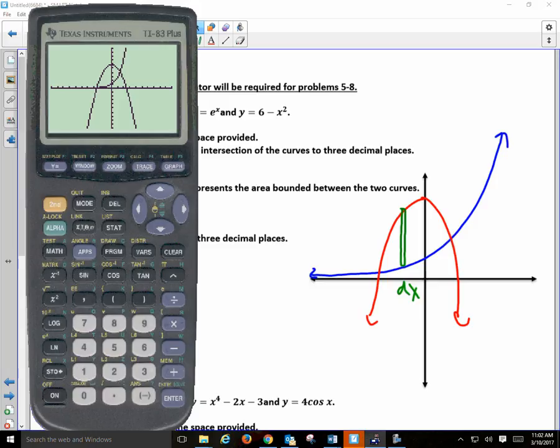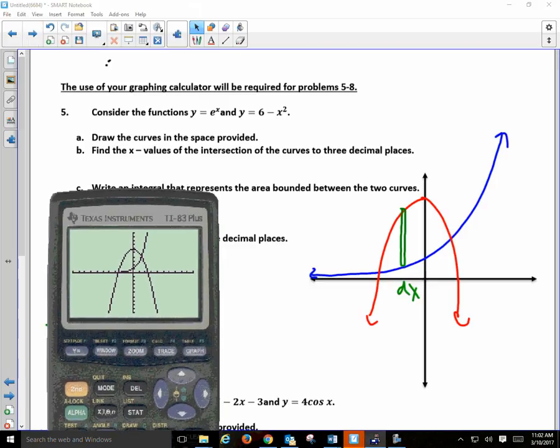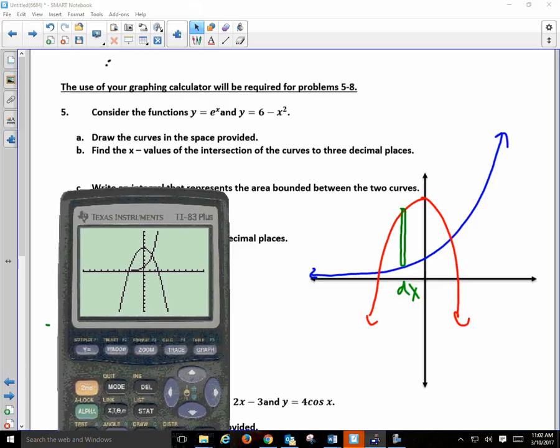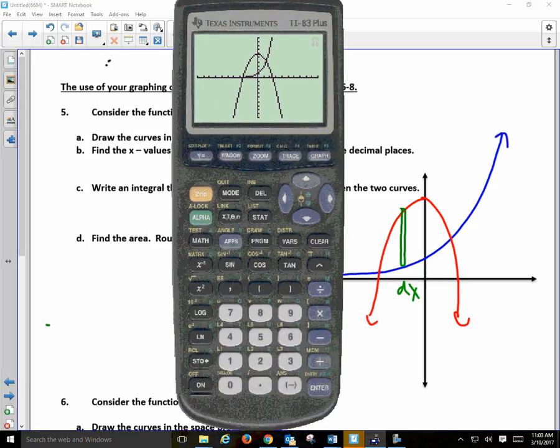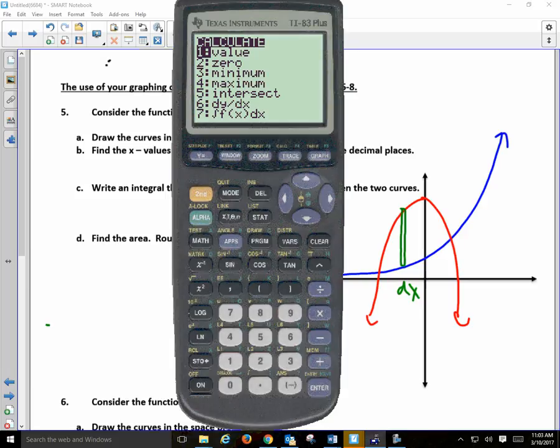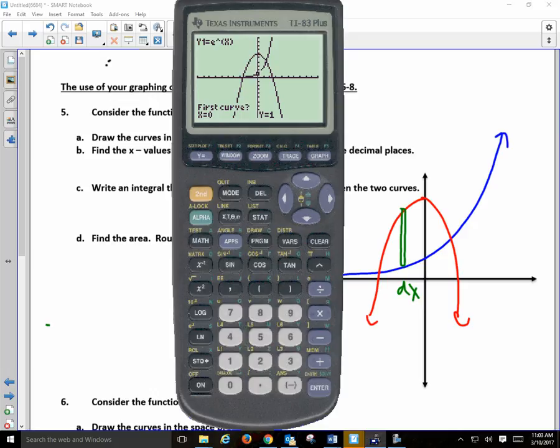So the problem says find the x values of the intersection of the curves to 3 decimal places. So I do the intersection. That's partly why I want you to do this, because although the problems in the AP exam are going to be a little bit more involved, we'll talk about what that will look like. I want you to get used to using these operations. So intersection, I'm going to go close to the first and second curve. Enter, enter, enter. Get that negative 2.431.